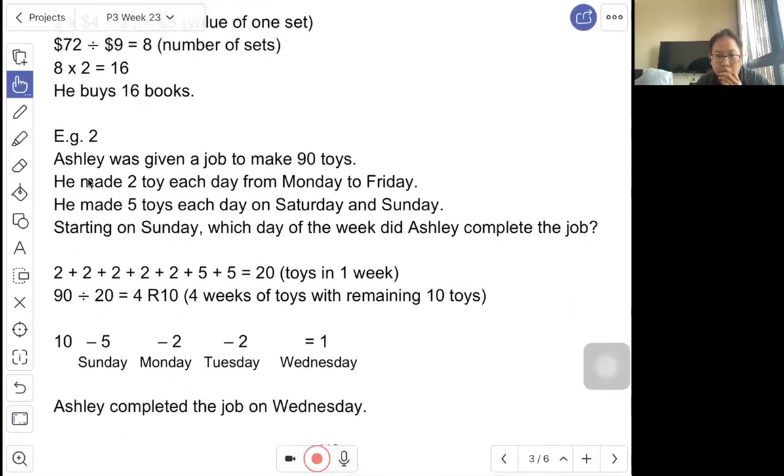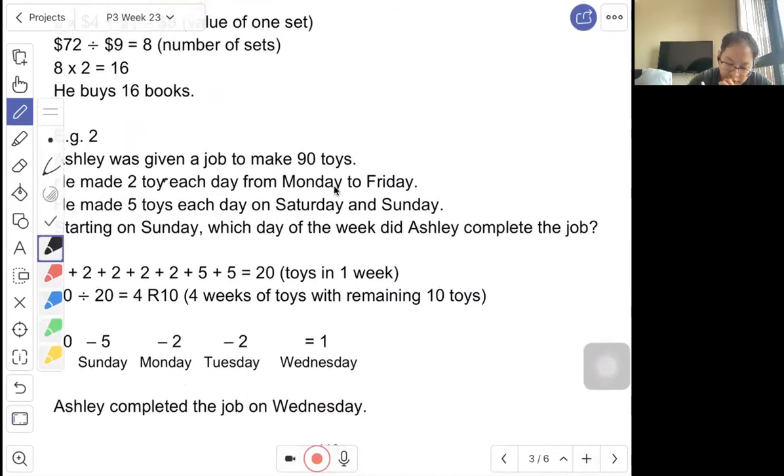Example 2. Ashley was given a job to make 90 toys, so he made 2 toys each day from Monday to Friday, and he made 5 toys each day on Saturday and Sunday. Starting on Sunday, which day of the week did Ashley complete the job? So let's find out 1 week itself will be 2 plus 2 plus 2 plus 2 plus 2 plus 5 plus 5. That will be 20 toys in 1 week.